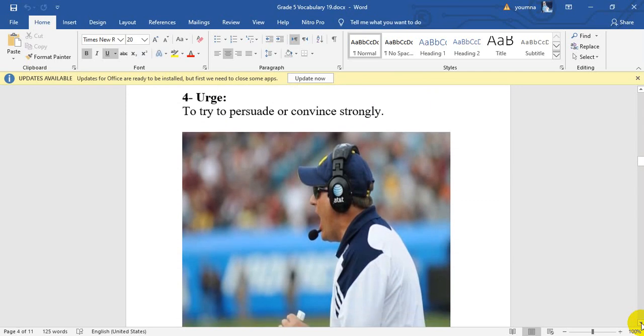Then the verb urge. Urge is to try to persuade or convince strongly. I'm trying to convince or persuade you to do something strongly, like the coach when the football team is playing. The coach is giving them the instructions and asking them, and he is trying to convince or persuade them to do something strongly. So he is urging them to do these instructions. Okay, so urge, to try to persuade or convince strongly.